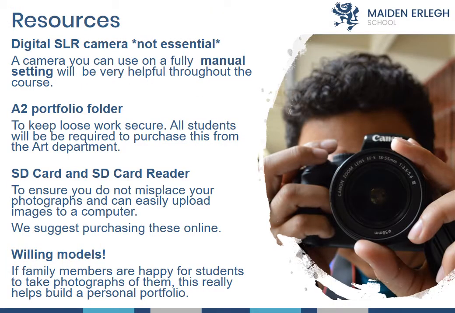So we often get asked if students need to buy a digital SLR camera. Now it's not essential for the course, but having a camera that you can have on a fully manual setting is very, very useful and really helps you understand the aperture and the shutter speed. We would like every student to purchase an A2 portfolio folder to keep loose work secure, and this can be purchased from the art department. What is integral to the course is having an SD card and an SD card reader. Having your own SD card means that you can use our cameras in school, but then you're less likely to misplace your photographs because you have them on your own SD card. And the SD card reader allows you to upload your images to the computer.